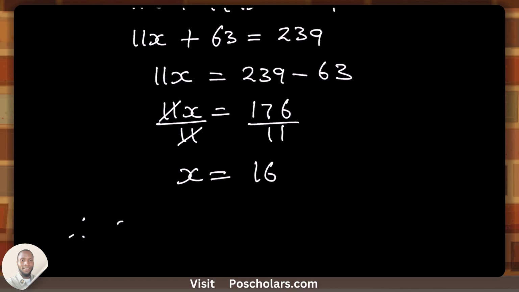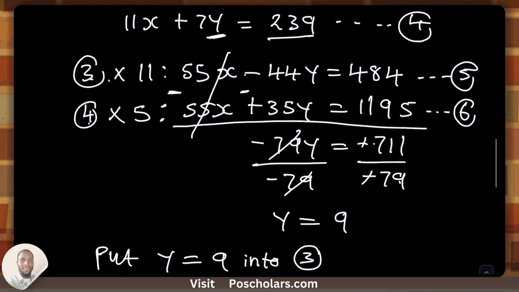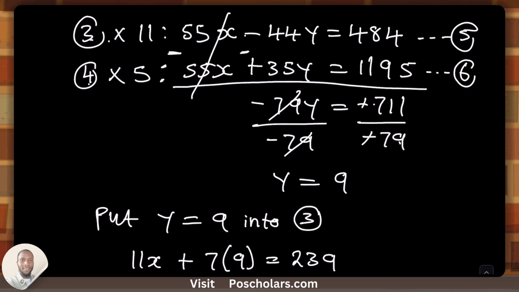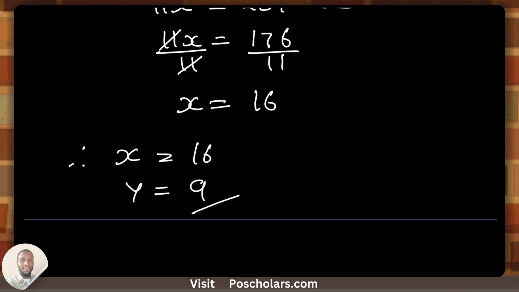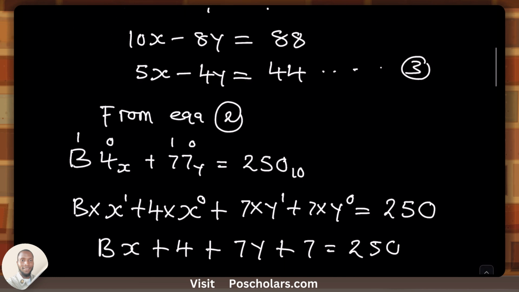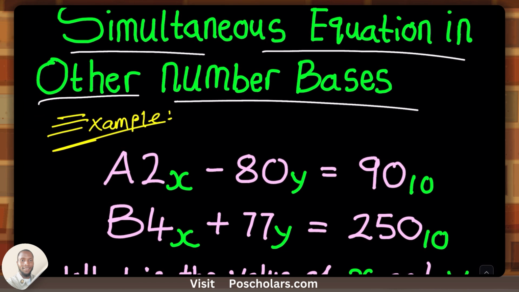So therefore x equals 16, y is equal to 9. So you write it, y is equal to what? 9. And that's our final answer. So we can come to the question and say x, this x here represents what? 16, and y represents what? 9. And that is our final answer.